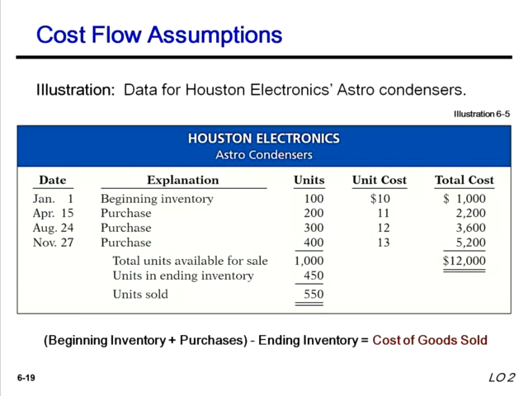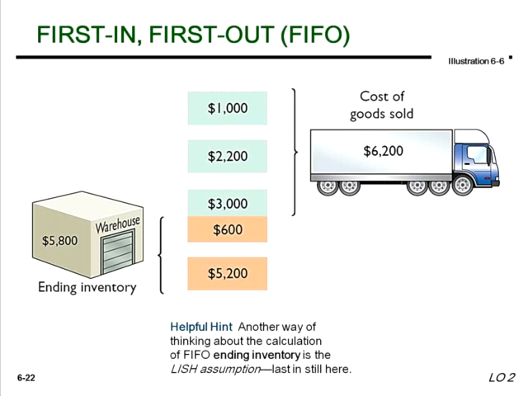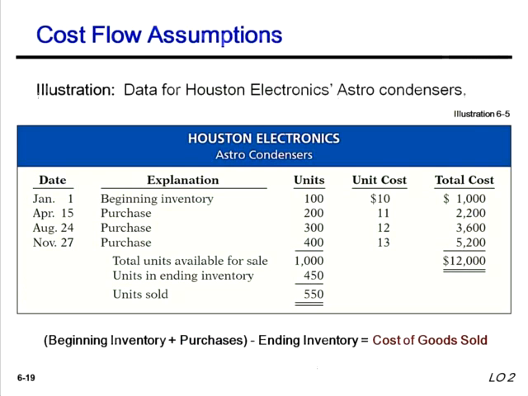So as we refer back to the original data that we were given. Alright, so first in, first out. We have ending inventory of $5,800 and cost of goods sold of $6,200. If we go back and look at this, we're told that there are 550 units sold. So what we have to determine is which 450 units are left over in inventory. It would be the 400 from the November 27th purchase and 50 from the August 24th purchase.